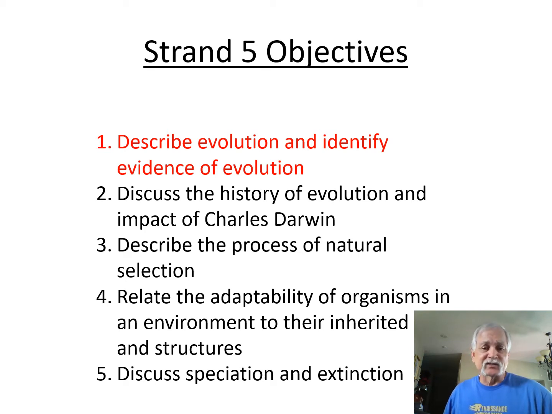The first objective is to describe evolution and identify evidence of evolution. I think it's important to know this is somewhat controversial in some places, but we look at the evidence of evolution, and we know that the Earth is about 4.6 billion years old. We know that life began almost 3 billion years ago, and this doesn't mean that we descended from apes or that sort of thing. But anyway, we're going to get into this, and you can see the evidence as to why scientists believe in evolution.